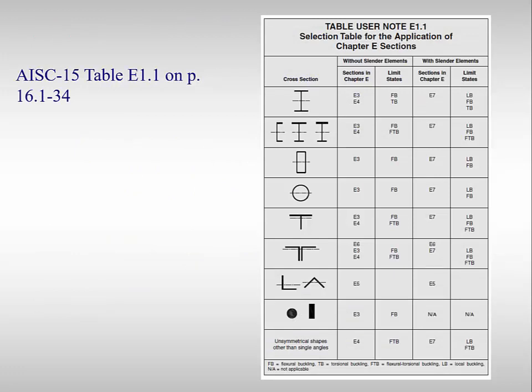Table E1.1 provides a summary of the possible buckling modes for various steel shapes. Note the references to the appropriate sections in Chapter E. Note that these are all global buckling modes. All shapes may be susceptible to local buckling if any of their elements are slender enough.